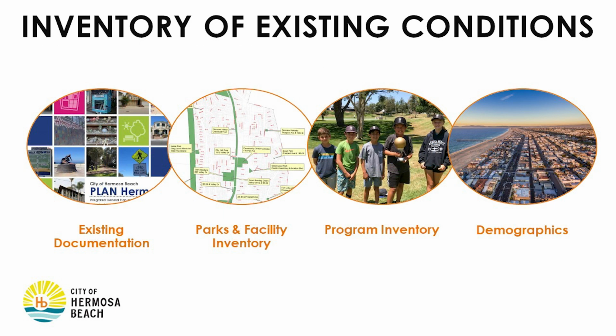As I had mentioned before, going through the inventory of existing conditions includes going through all the existing documentation to make sure there are no conflicts with existing reporting and analysis that has been conducted thus far. We also go through all of the park facilities. We tour every one of them so we can understand what exactly is out there and what condition it's in. We also go through an extensive program inventory, as well as look at the demographics of the community.